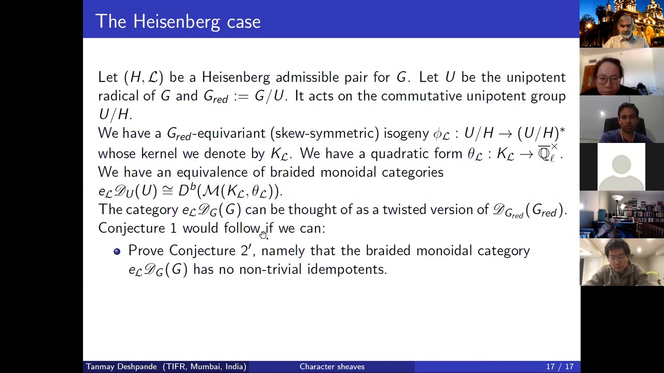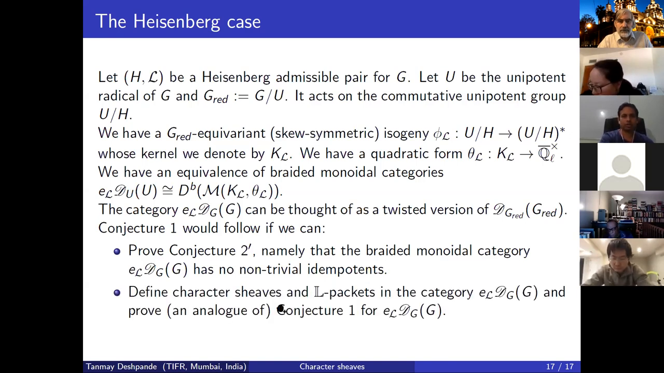Then conjecture 1 would follow if we can prove conjecture 2 prime, namely we can prove that this braided monoidal category that we have here has no non-trivial idempotents. So this is what is needed. And secondly, we should also define character sheaves in this category and prove an analog of conjecture one for this category. So I claim that these two statements are just about the Heisenberg case, and conjecture one in general would follow if we can prove these two statements about the Heisenberg case.